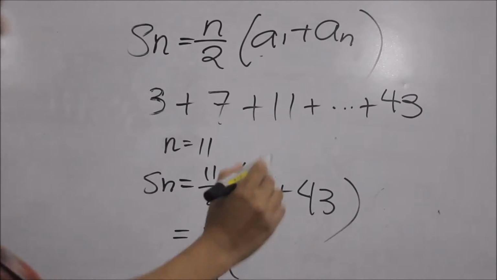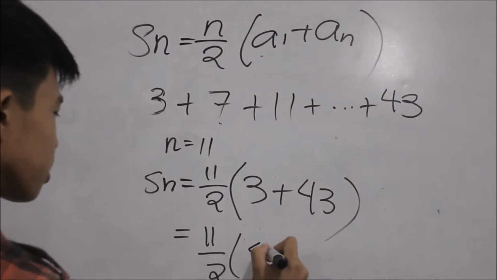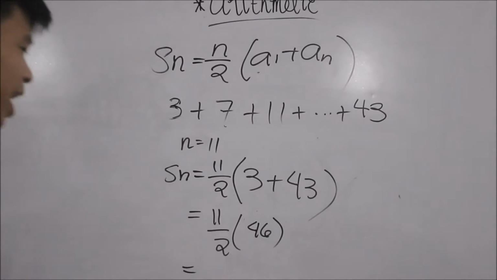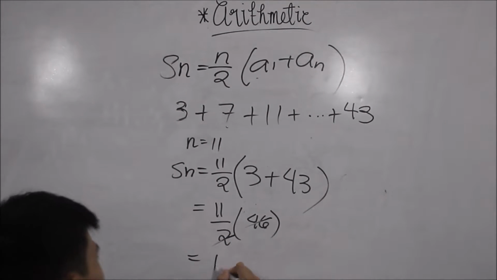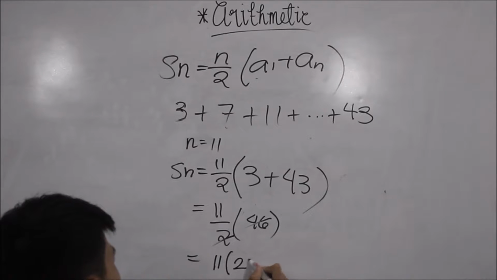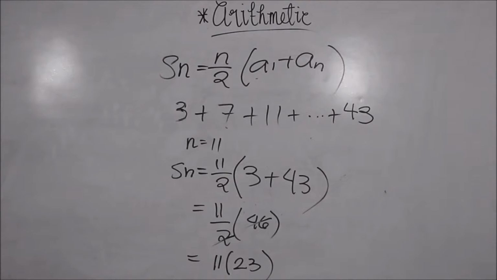So 43 plus 3 is 46. Then we can cancel this one, so it will be 11 times 23. And the final answer is 253.